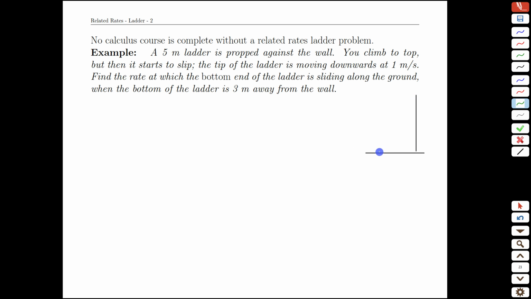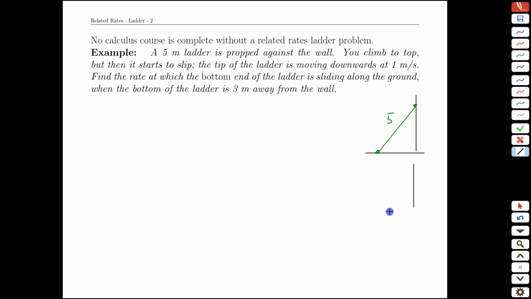So imagine a ladder is poised up against a wall, and that ladder is exactly 5 meters long. You climb up to the top of that ladder, then unfortunately, because it wasn't well anchored at the bottom here, it's going to start to slip downwards. And it starts to slip downwards with a tip moving at 1 meter per second down. Our goal is to find the related rate, which is how quickly the bottom end of the ladder is sliding across the ground at some particular instant, when the ladder reaches 3 meters down.